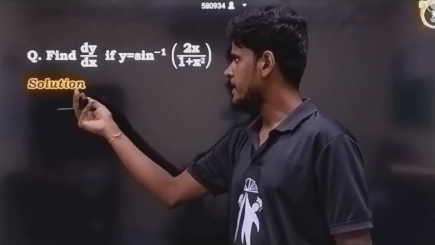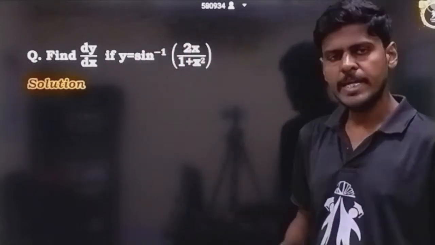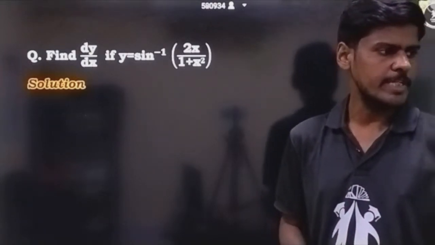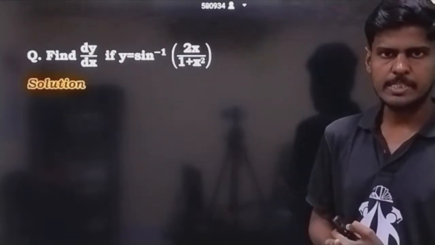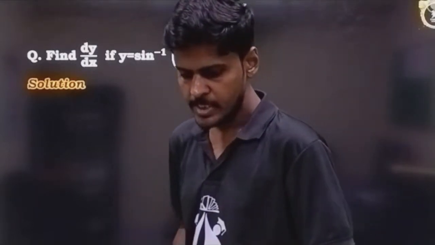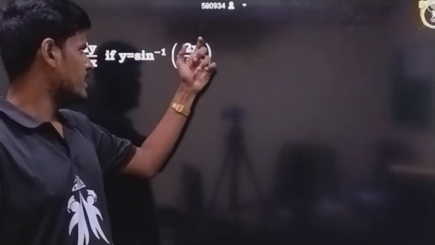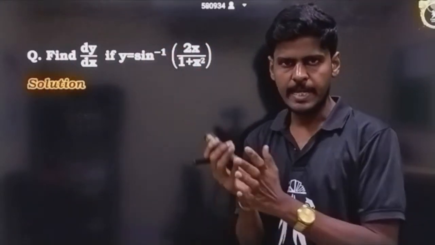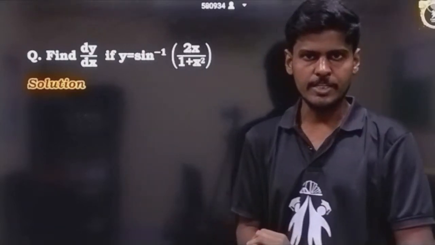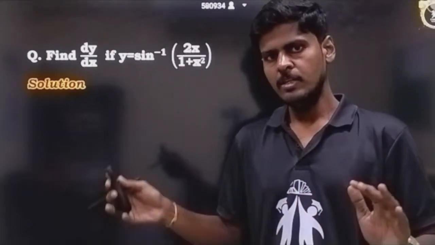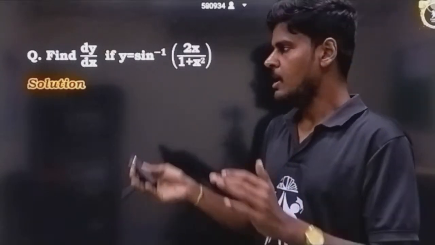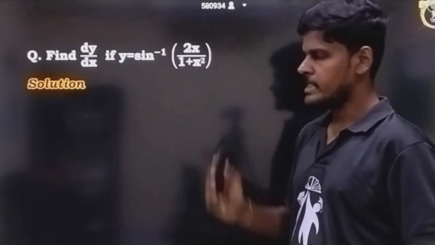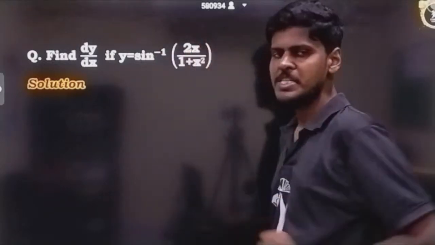Next question, find dy by dx if y is equal to sine inverse of 2x by 1 plus x square. Again an interesting question. What we need to do is substitute x equal to some value, so this entire function becomes simplified. Because if you differentiate this directly, it will be very big, using the formula for the derivative of sine inverse x. So instead of directly using the differentiation method, we will try to simplify the function y, then we can differentiate that. How to simplify? Substitute x equal to, what does this formula term resemble?